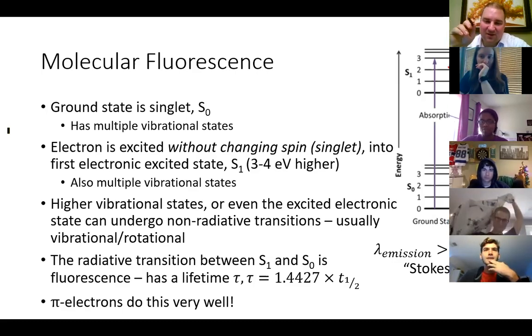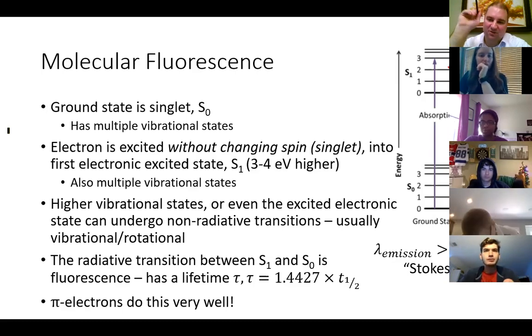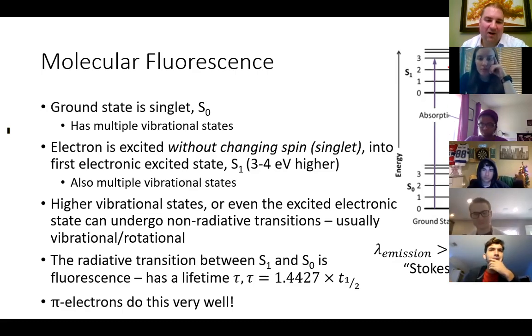When you get to the lowest vibrational energy state of that first electronic excited state, then that's when that electron can undergo decay through fluorescence or radiative transition. Okay. The lifetime here, tau, that's just going back to lifetime and half-life. It's the same formula you guys talked about with Cody. We typically talk about lifetimes for these states rather than half-lives for these states. And you should notice it's basically the same equation. It's the same math, the same numbers, okay? And the key here really is that pi electrons do these transitions very well, especially for radiative transitions.